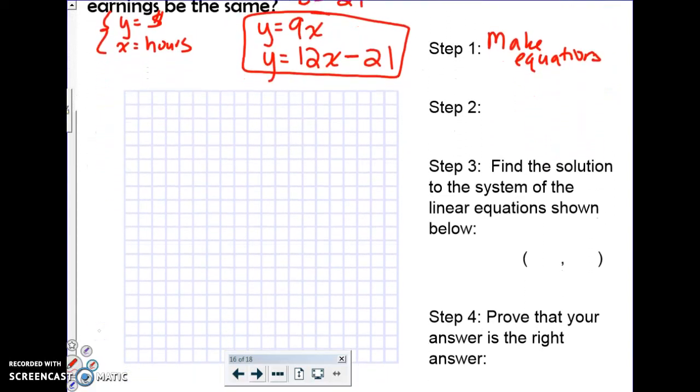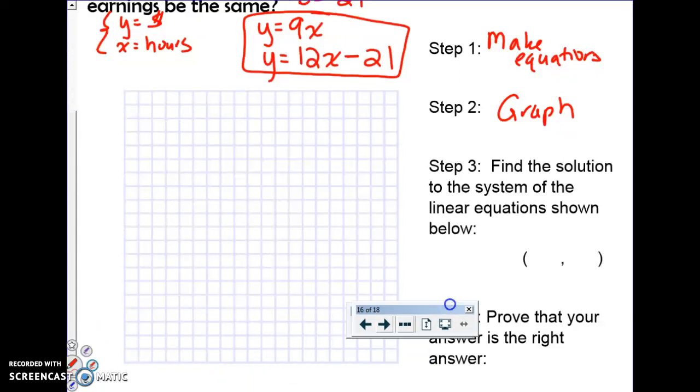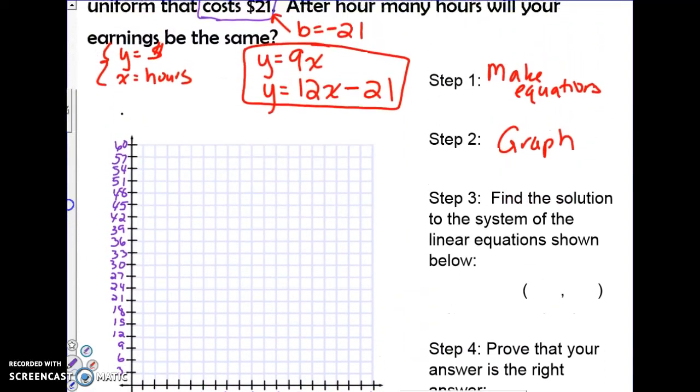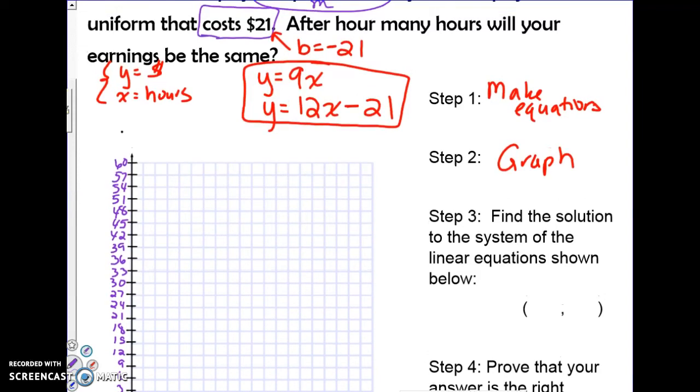Step 2 is to graph. All right, this one's going to be very challenging to graph because of the numbers involved. So I kind of left this grid blank so we can think about it together. The second equation starts negative. Okay, so as I was saying, this is a little challenging because of the numbers involved. So, there's different ways to scale it.